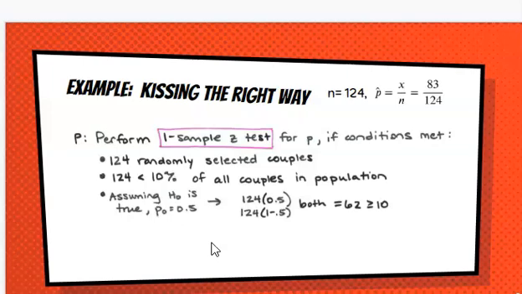So then, assuming that the null is 0.5, since we said that in our null hypothesis, we can do the large counts test. So we do n, 124 times 0.5, and then n times 1 minus 0.5. Both of them come out to be 62, which is greater than 10. This tells us that the sampling distribution of the sample proportions will be approximately normal, and we can proceed with the normal distribution and z calculations.